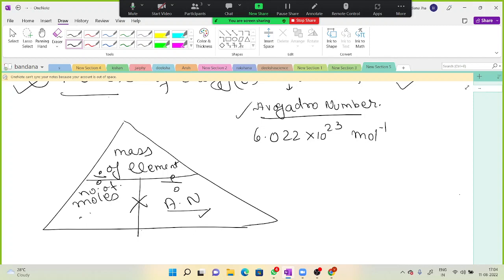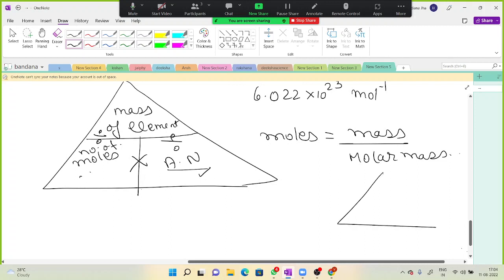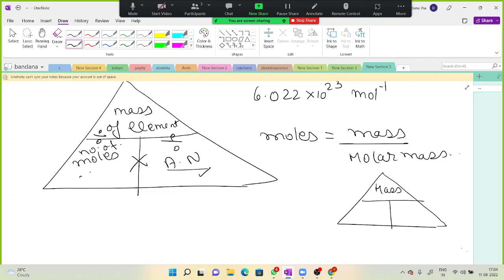I hope you are talking about this one: moles equals mass upon molar mass. Yes, that is another triangle rule. This triangle rule is different. Ma'am, the mass of the element is the given one, right, not the molar mass? Yes, it is given.